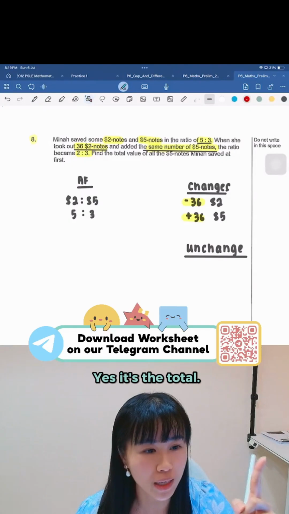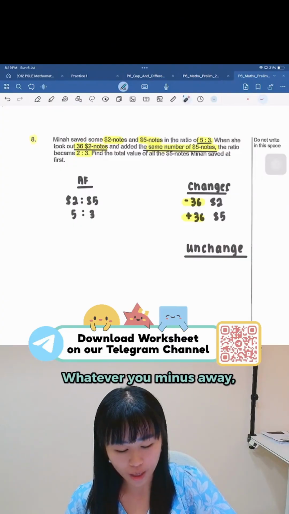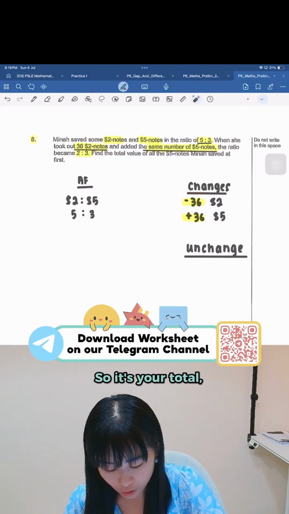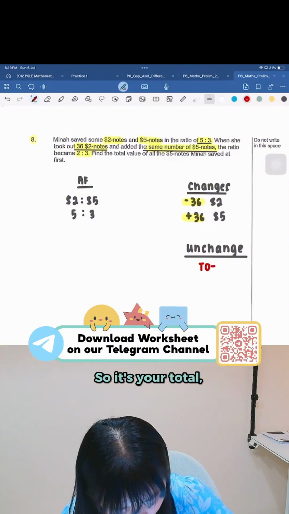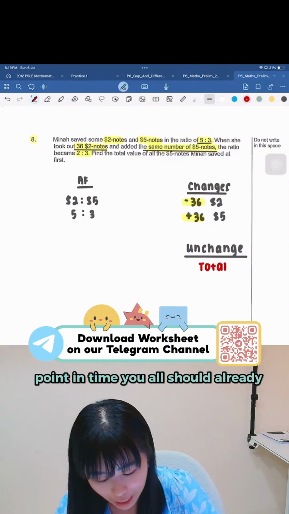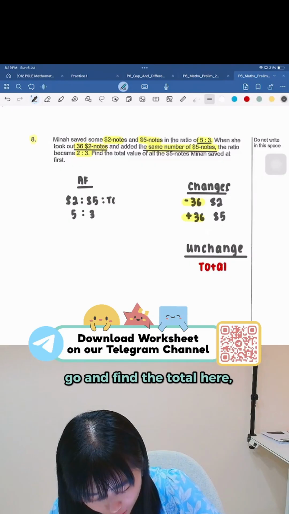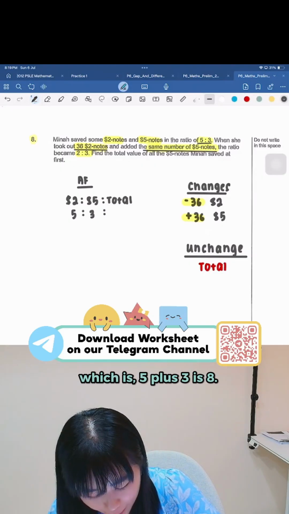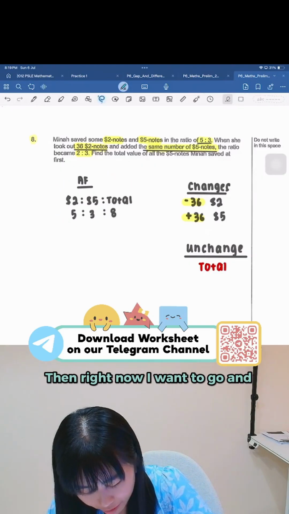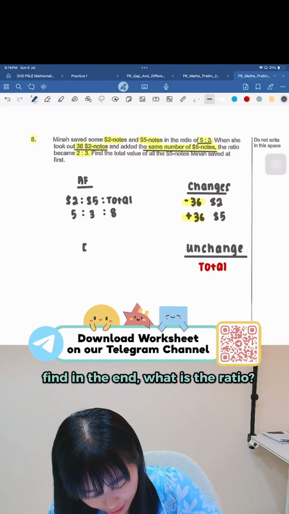Yes, it's the total. Why is it the total? Whatever you minus away, you add it back, right? So it's your total. Which also means at this point you should already go and find the total here, which is 5 plus 3 is 8. Then now I want to find, in the end, what is the ratio.